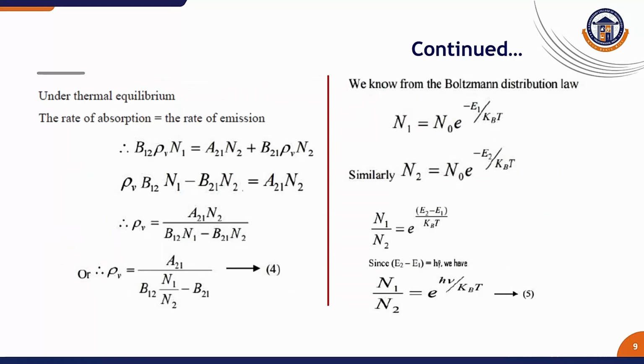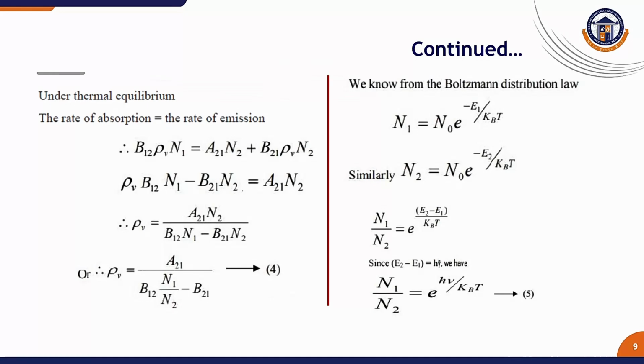Under equilibrium conditions, the rate of absorption equals the sum of the rates of emission. The rate of absorption is B12 rho N1, and the sum of the rates of emission is A21 N2 plus B21 rho N2. Simplifying for rho, rho times (B12 N1 minus B21 N2) equals A21 N2. So rho equals A21 divided by B12 N1 by N2 minus B21.